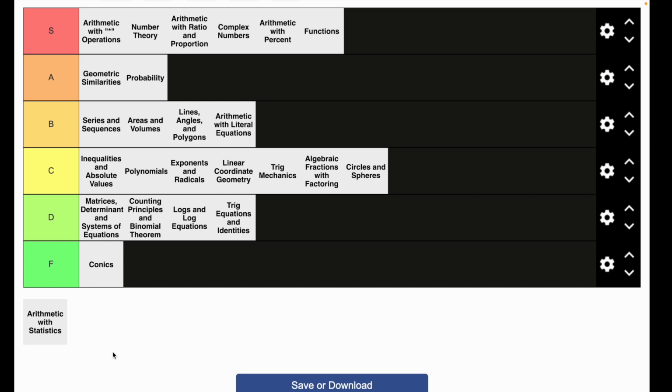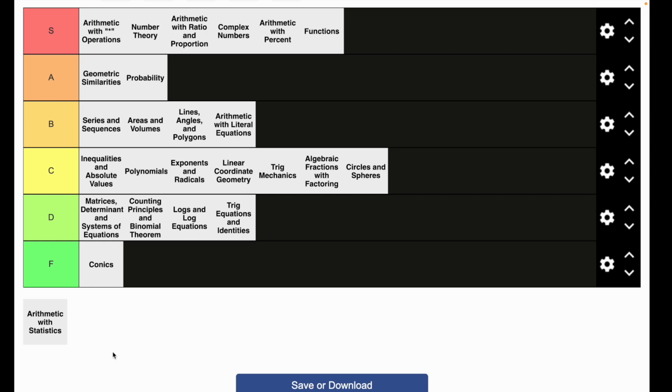Conics are absolutely horrible. They are absolute F tier. If I was in charge of MAML, I probably wouldn't even have conics, but I'm not, so they're there, and they're horrible. We practice them, but they're very difficult, and I learned them in Algebra 2 in high school, but we don't cover them anymore in high school. I haven't seen a curriculum in quite a while that had them. So, yeah, conics are horrible.